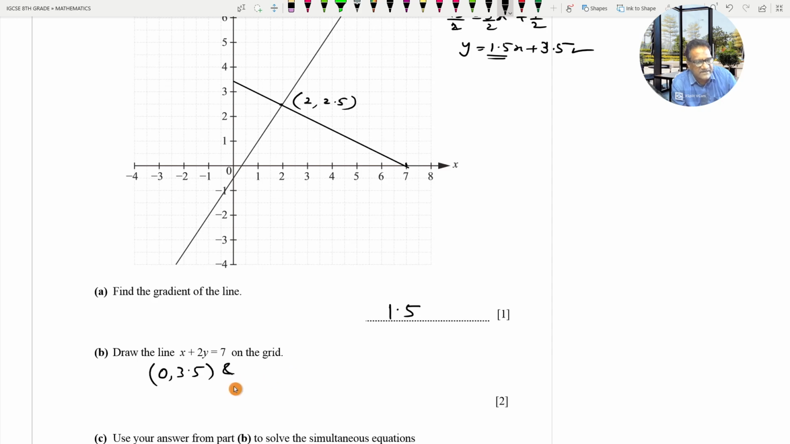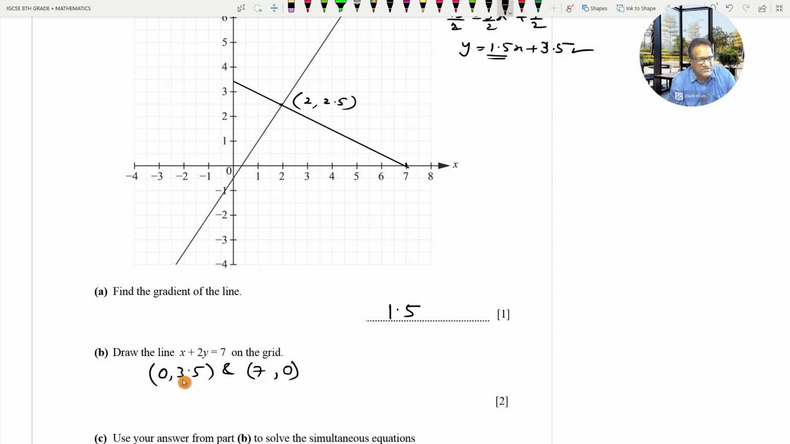To get the second point, you put y equal to 0. When you put y equal to 0, x will be 7. So 7 comma 0. So these are the 2 points: 0 comma 3.5 and 7 comma 0. Now to draw this line x plus 2y equal to 7, you just plot these 2 points and join them.